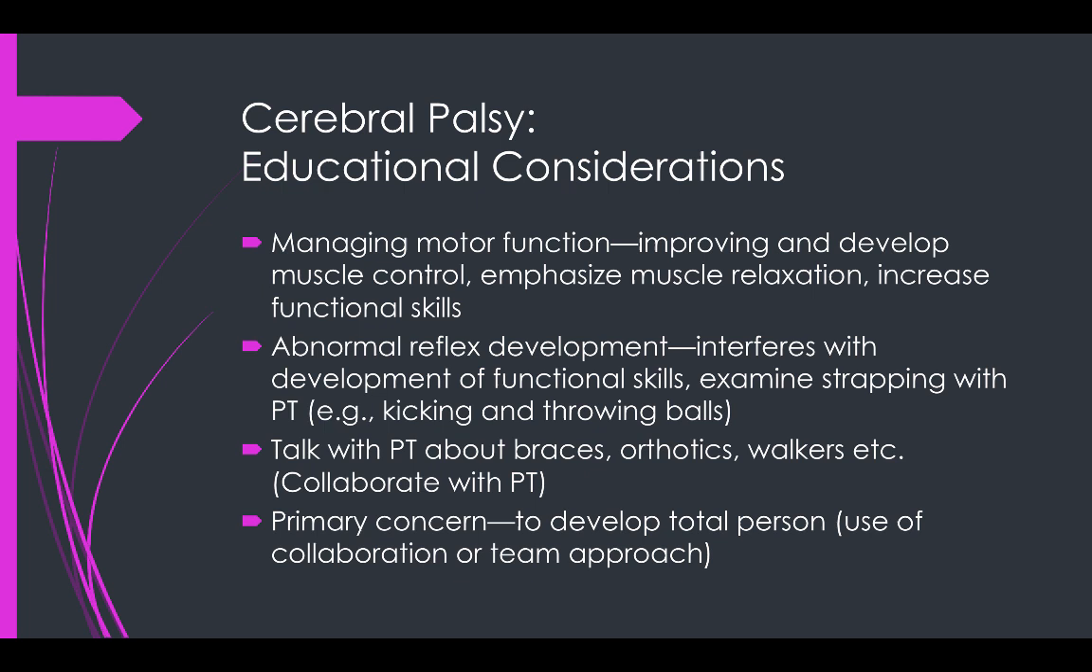Also, for individuals with cerebral palsy, we definitely want to collaborate and work with the physical therapist and the occupational therapist to look at different types of braces that might be used. Make sure we're inspecting those braces for any rubbing or red heat spots. We can also look at how to use gait trainers, how best to use walkers or crutches to facilitate movement within the physical education environment. And another concern is really just to look at developing the total person. So using collaboration and a team approach to not only work on psychomotor skills, but also affective, social, and emotional skills as well.